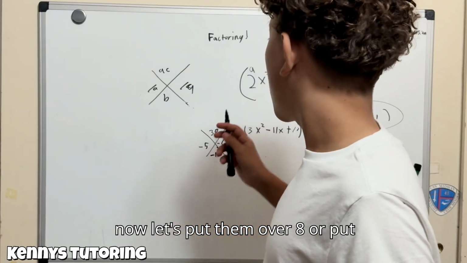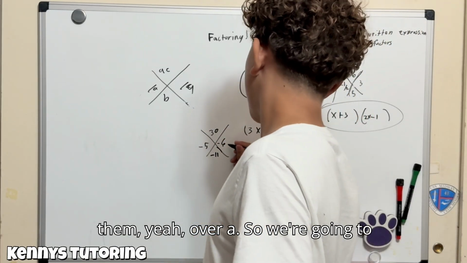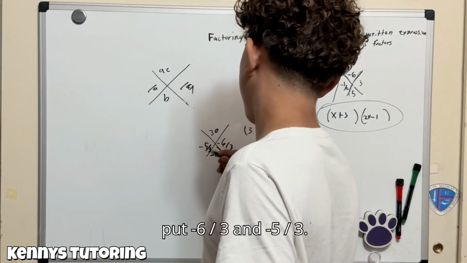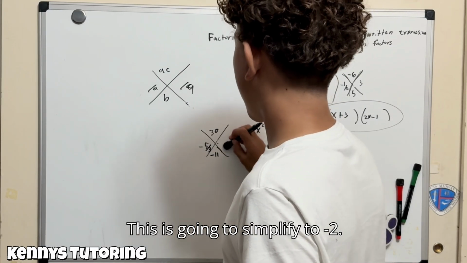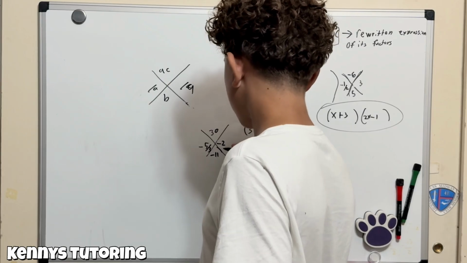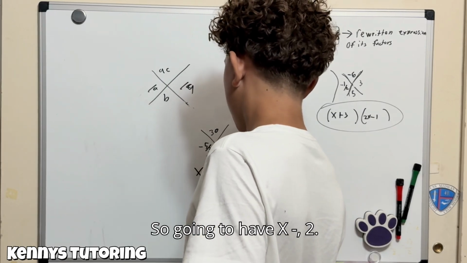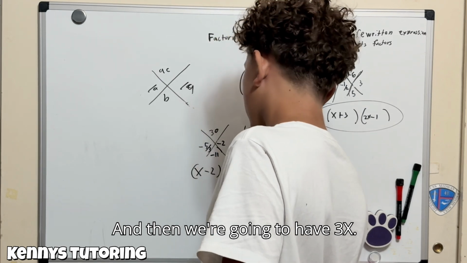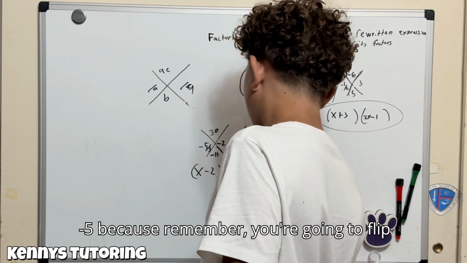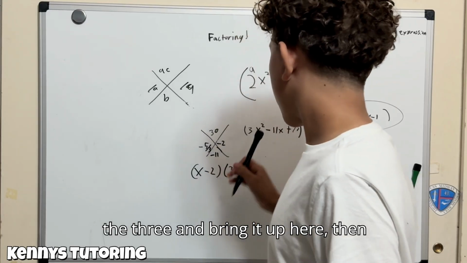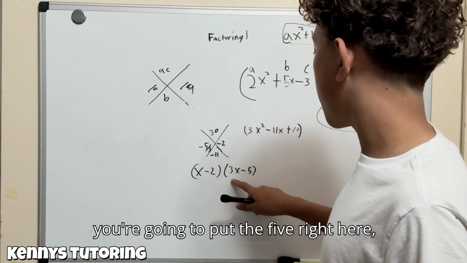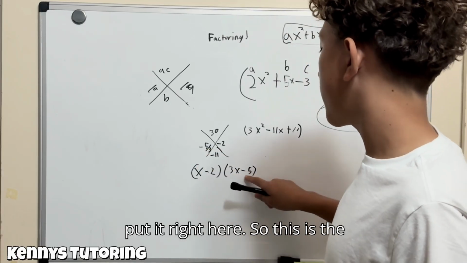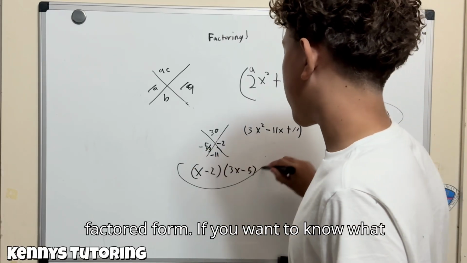And now let's put them over a. So we're going to put negative 6 over 3, and negative 5 over 3. This is going to simplify to negative 2. So we're going to have x minus 2, and then we're going to have 3x minus 5. Because remember, you're going to flip the 3 and bring it up here. Then you're going to put the 5 right here, and since it's a negative, you're going to put it right here. So this is the factored form.